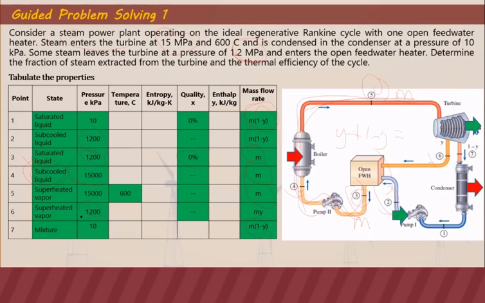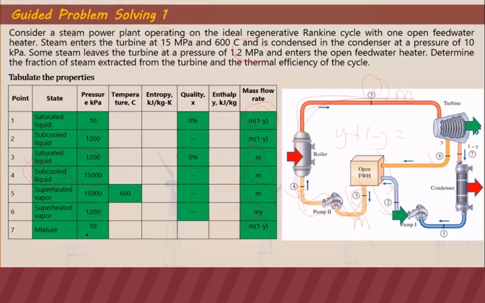At point 6, this is the point that we extract steam. So we assume it first to be a superheated vapor, and we will check later on if it is really a superheated vapor. And the pressure for it is given as steam leaves the turbine at a pressure of 1.2 megapascal and enters the feed water heater. So that is this pressure here, 1,200 kilopascal. Now for the mass flow, since we have extracted y here, the mass flow rate will become m times y.